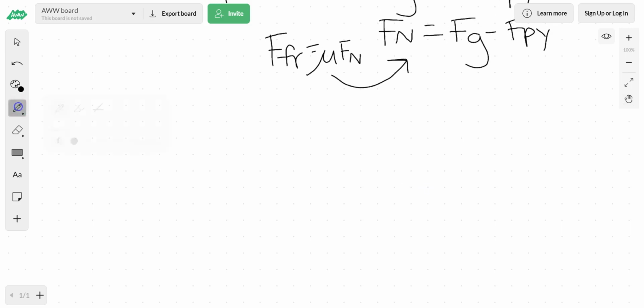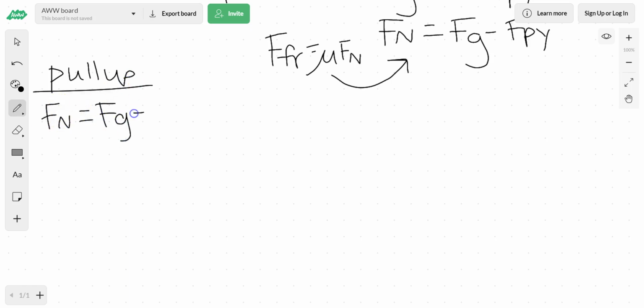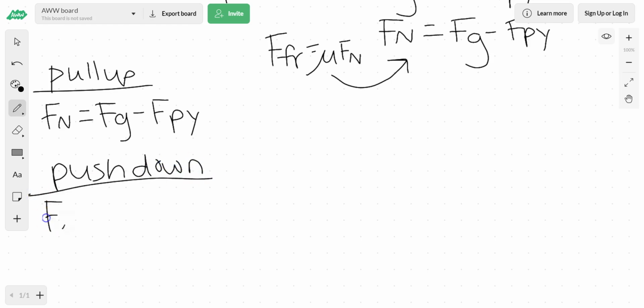So when we pull up, let's rewrite that. When we pull up, force normal is equal to force of gravity minus the pull in the y direction. When we push down, force normal is equal to force of gravity plus the pull in the y direction.